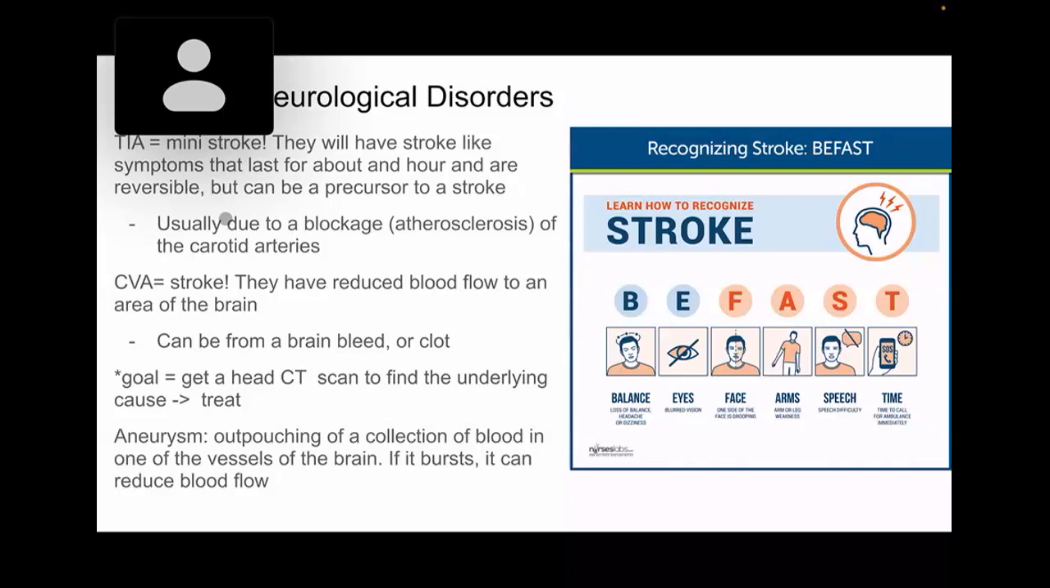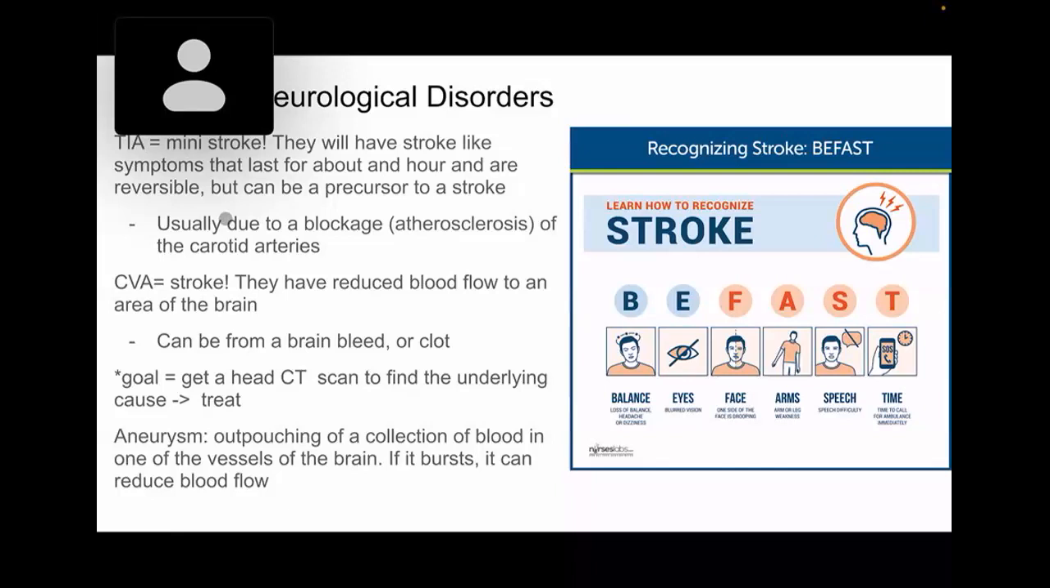Remember, the brain is flipped. So if I'm presenting with symptoms on the left side of my body, the stroke is probably on the right side of the brain, and the brain is flipped. Speech, ask them to say a simple sentence like the sky is blue. If they cannot do that and it sounds garbled or like they've got marbles in their mouth, it's time to call 911.